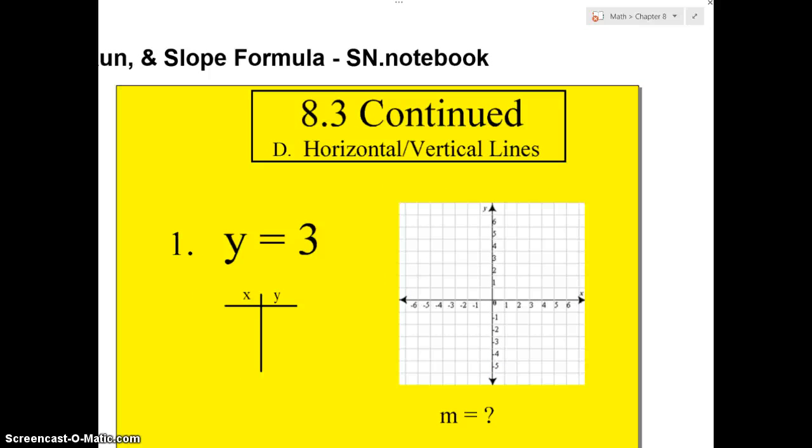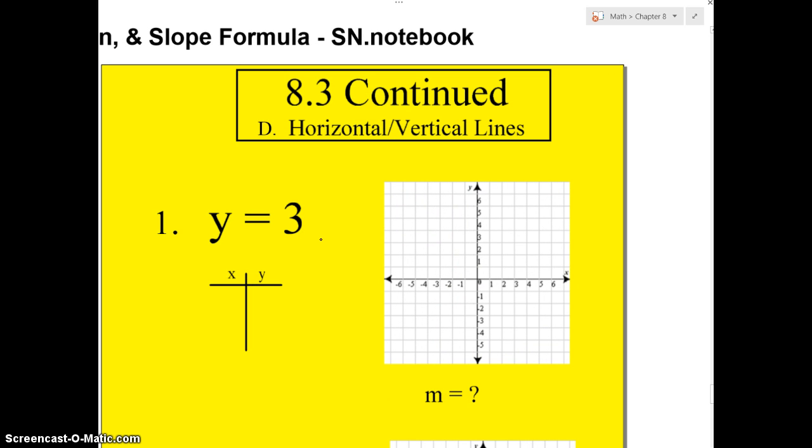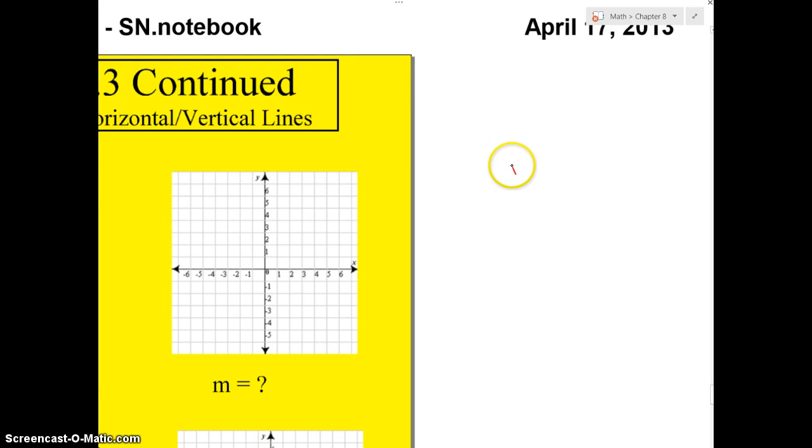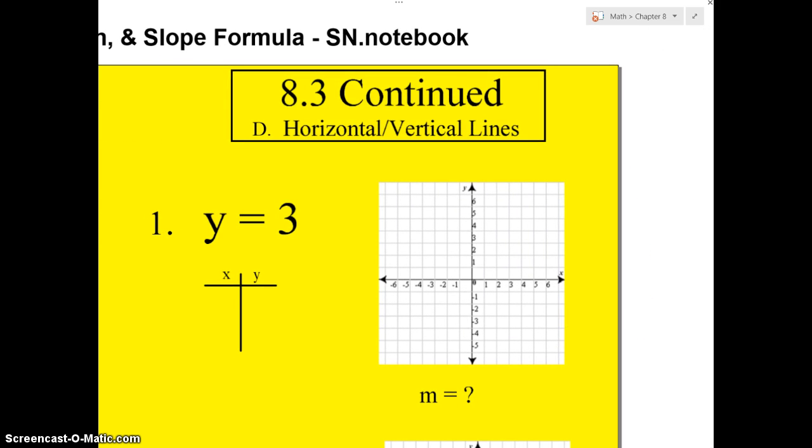What I want you to see right here is this. This is a new type of equation. It's missing something. This says y equals 3. What's it missing? It's missing an x. The equations we looked at right before today looked like y equals x plus 2, or y equals 3x minus 8, or y equals 2/5 x plus 7, or y equals negative 3 over 2 x minus 4. They've all had an x in them. However, this does not have an x. So how are we going to graph it?